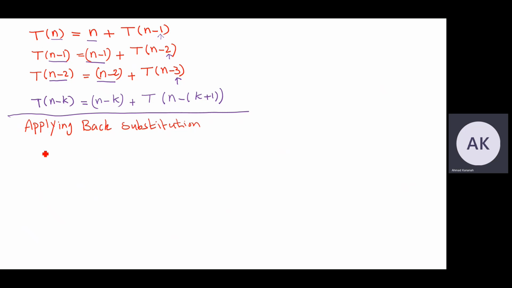Now we start with the first recurrence equation. T of n equals what? Equals n plus the time required when the input size equals n minus 1. Now we need to substitute this one by its value from this equation. So now the time required equals n plus, what is the value of this one?